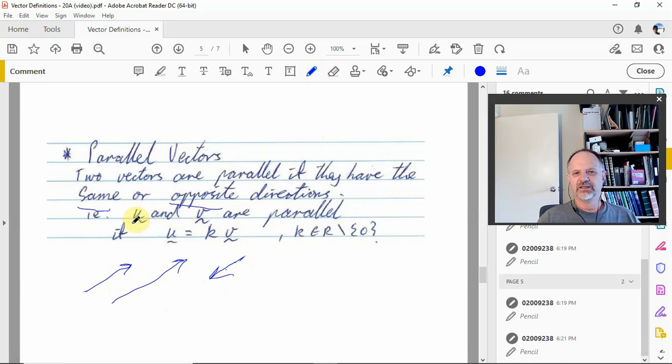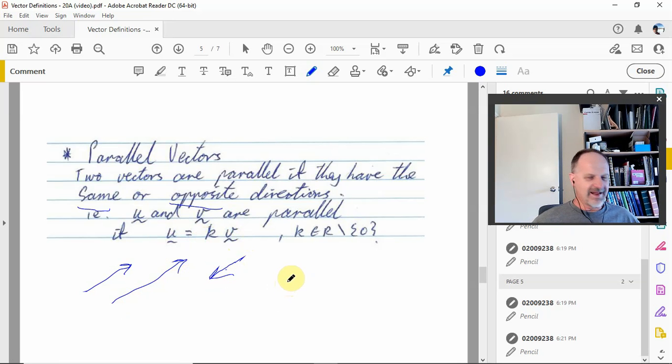All right, so mathematically, u and v are parallel if u is some multiple of v, where that number can be anything except 0. So if it's bigger than 1, the vector's longer. If it's negative, the vector points in the other way. If it's between 0 and 1, the vector's shorter. But provided you can get one vector by multiplying the other vector by some number, then they're parallel.